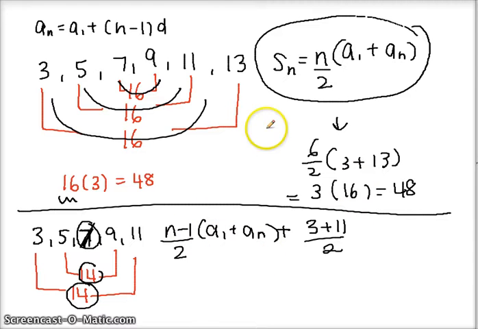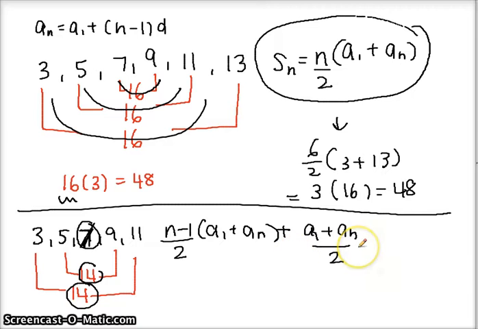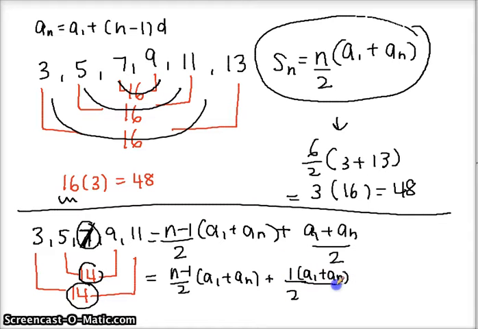So then, okay, 3 plus 11, but that's also the same thing as a1 plus an over 2. Sorry, I'm just not going to write the numbers in there. So if we were to add this up to create a more simplified formula, we have n minus 1 over 2, a1 plus an, plus we have 1 over 2, a1 plus an here.